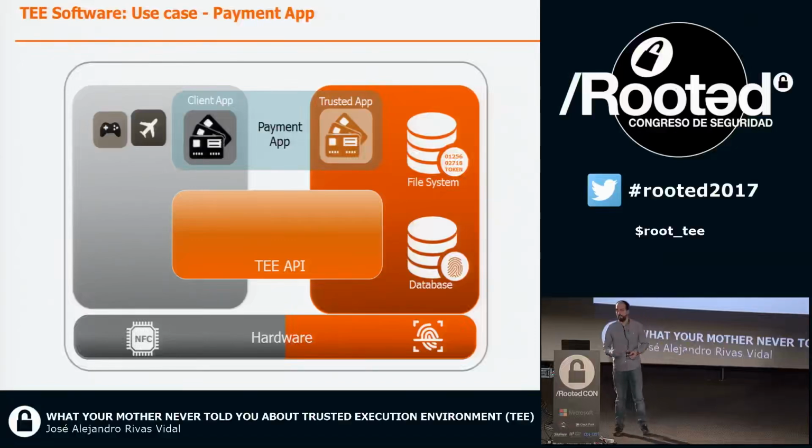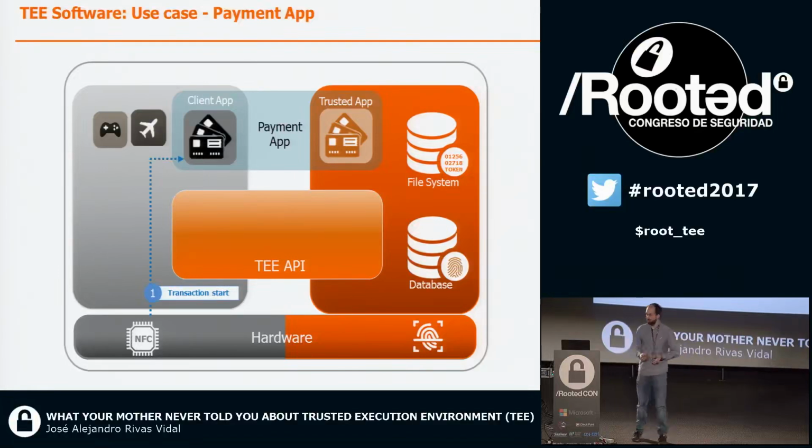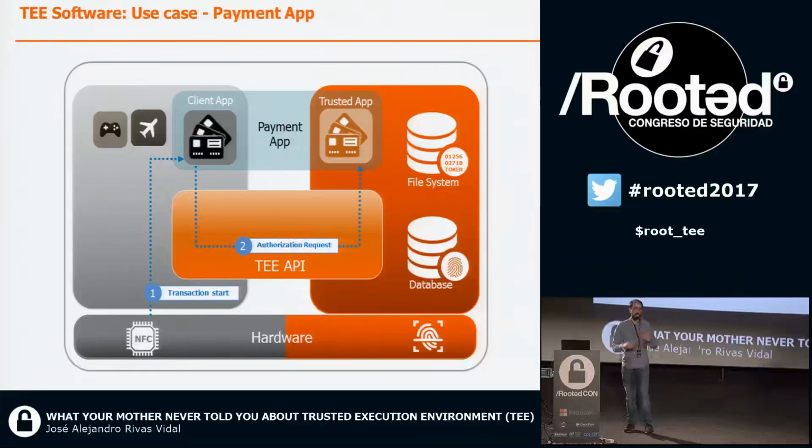So here we have a possible payment app model within a TEE. This is a simplified model, but I think you'll understand and visualize quite well which operations should be delegated to the trusted operating system and which components need to be controlled in this trusted operating system. So let's say that we're going to pay something. We begin the transaction and payment authorization is required.